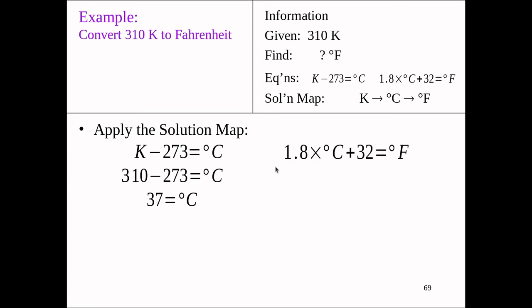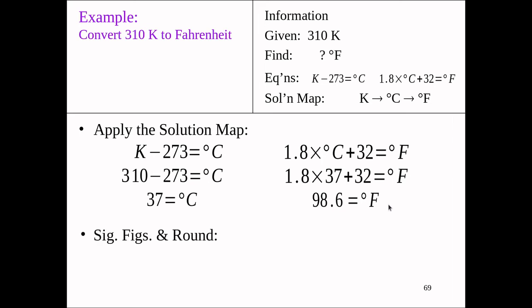Then we'll come back to our equation for degrees Fahrenheit. We're going to take the output of this first equation, our degrees Celsius, and plug it in here. Then we'll perform this multiplication and add the 32. And we see that we get 98.6 degrees Fahrenheit. When we round to our sig figs, we get 99 degrees Fahrenheit. Because we had ended with a 0 here that's ambiguous, we'll take this to be 2 sig figs.